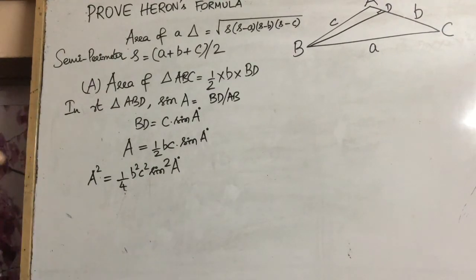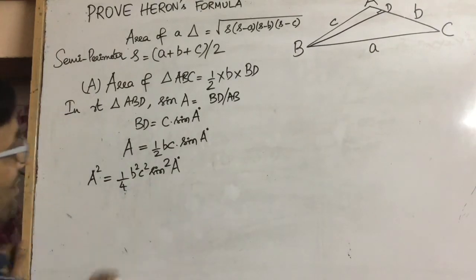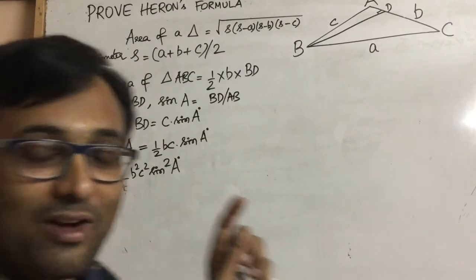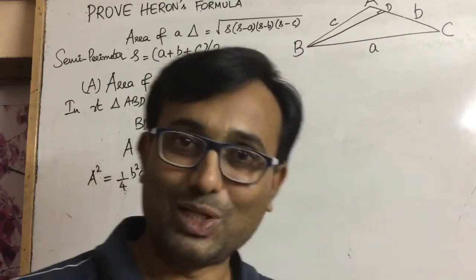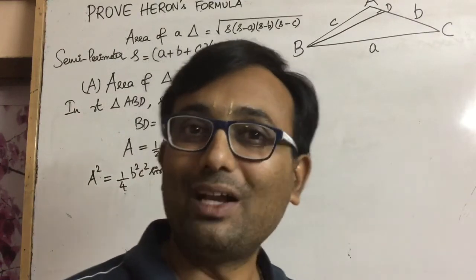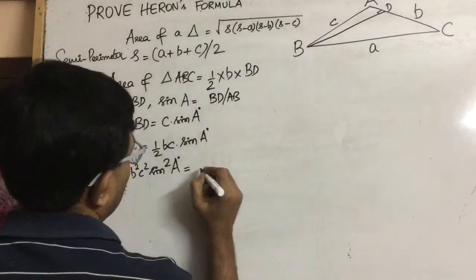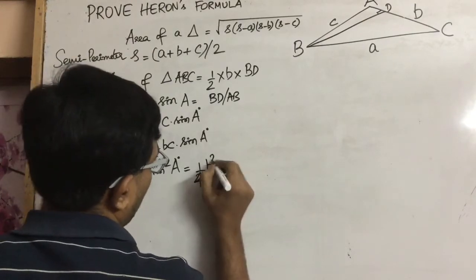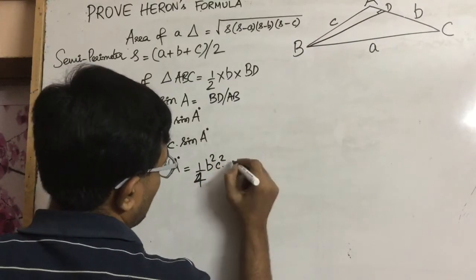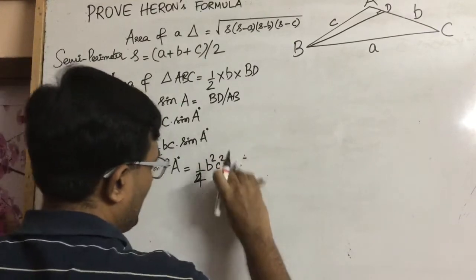Now here, from this point, we need to use trigonometry. According to the fundamental principles of trigonometry, sine squared theta plus cosine squared theta is equal to 1 for any angle theta. So we can rewrite this as 1/4 b squared times c squared times (1 minus cos squared A).